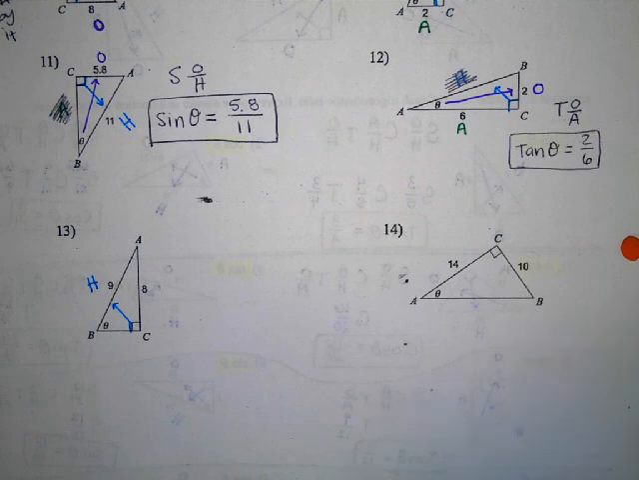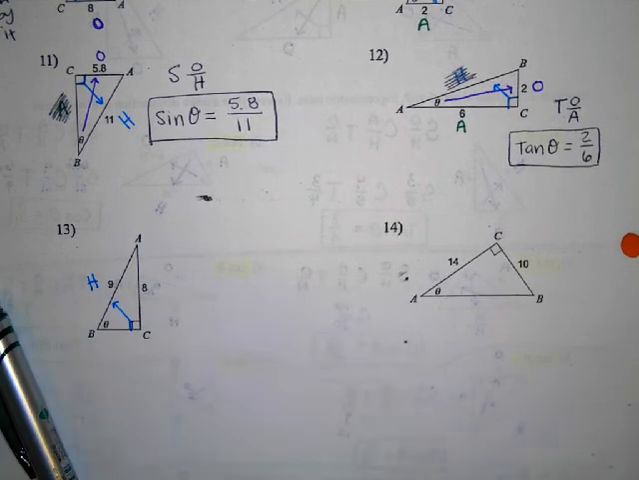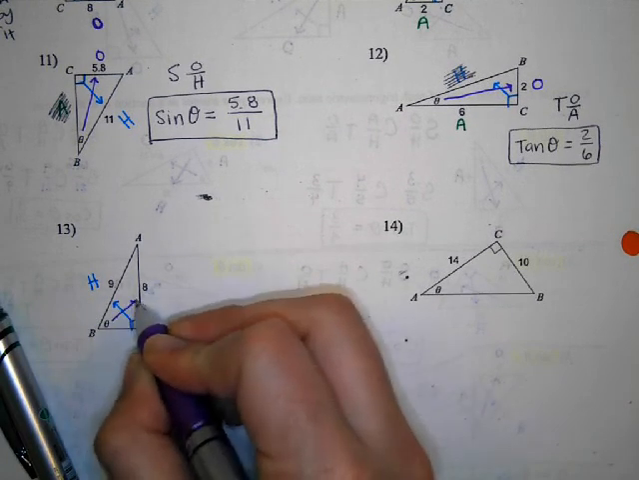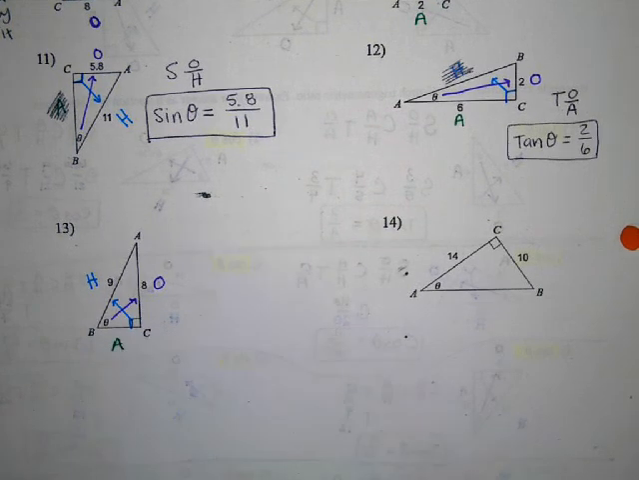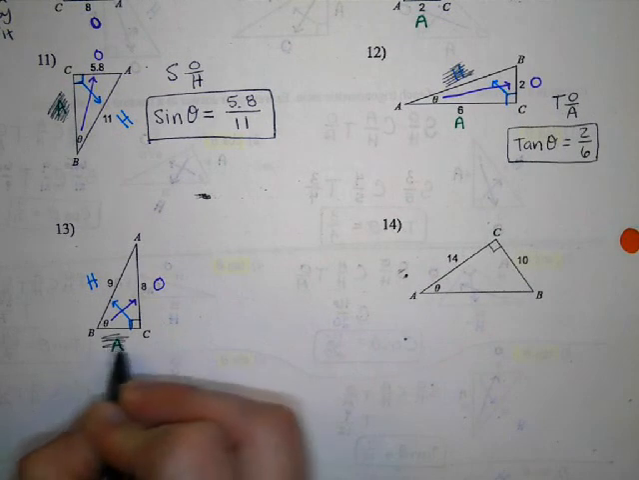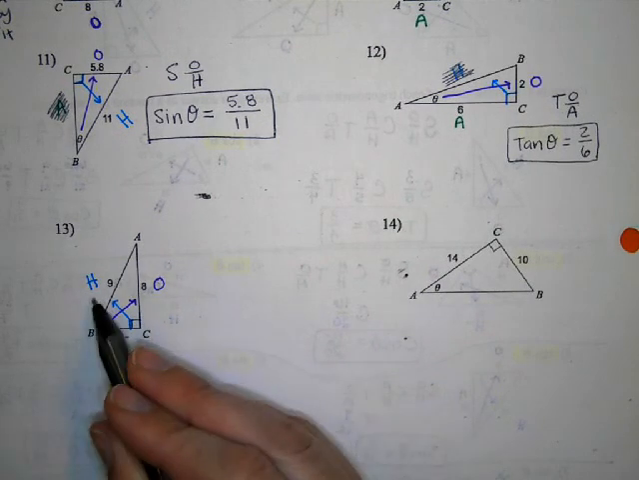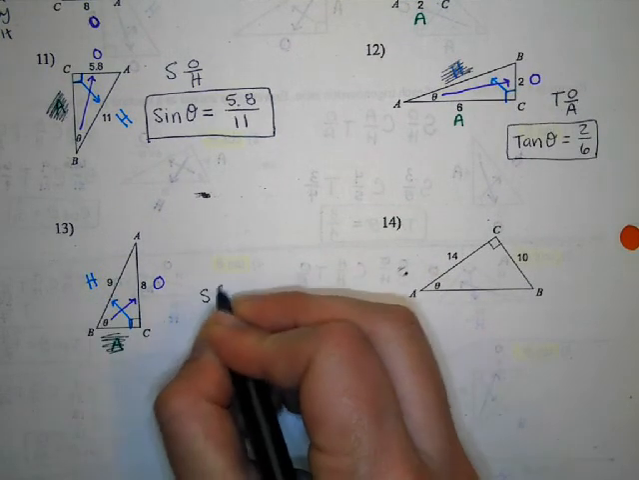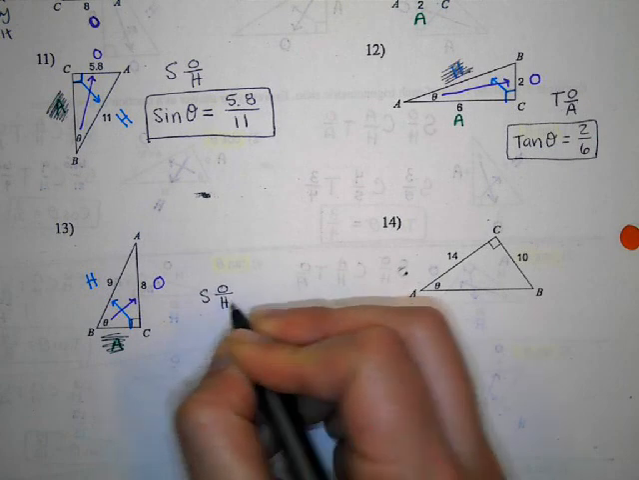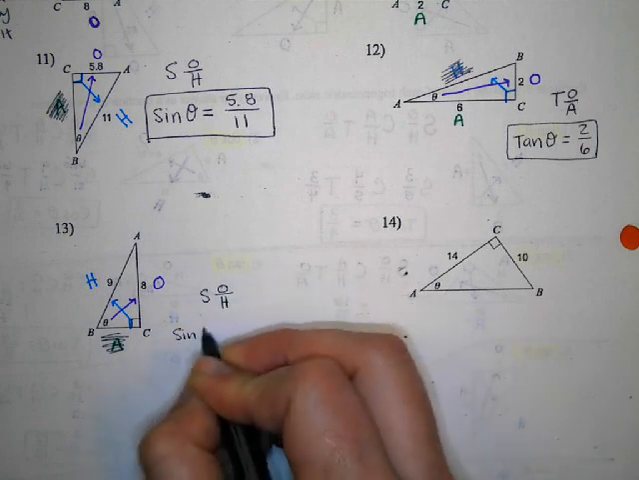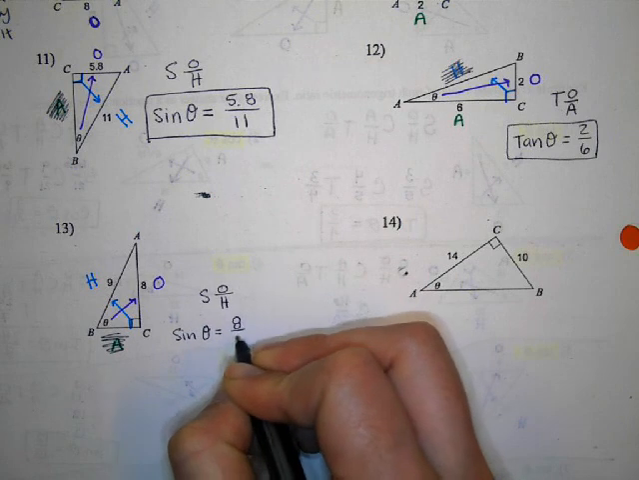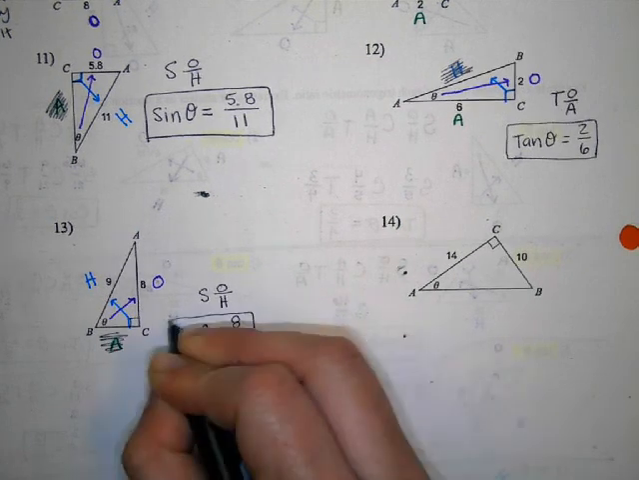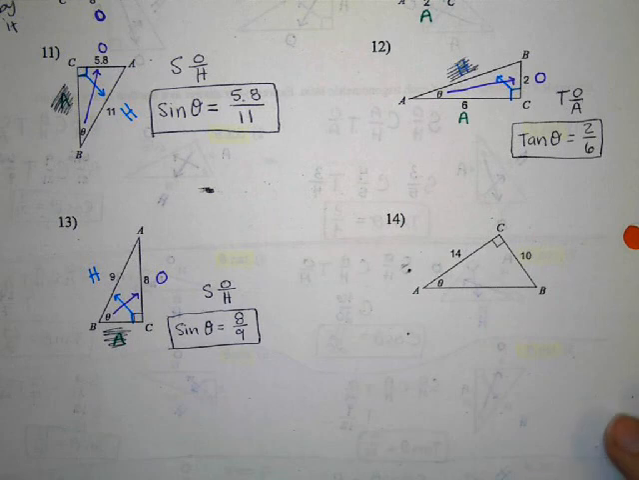Hypotenuse. Opposite side. And adjacent. The side that does not have a number is the A. O and H. O and H mean I have to use sine of my angle equals side O over side H.